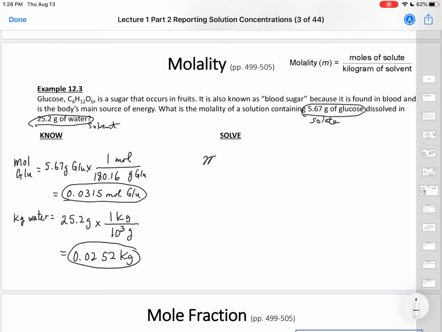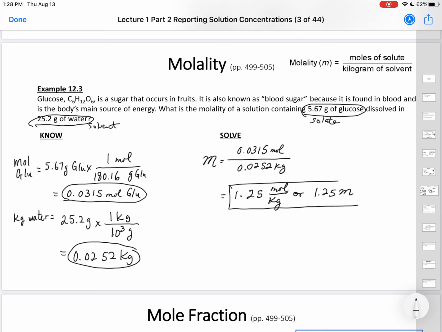And again, molality is a curly, lowercase m. This comes out to 0.0315 moles of glucose over 0.0252 kilograms, which comes out to 1.25 moles per kilogram, or you can write it as 1.25 m, or molality. Either of these expressions is correct. At the last, we should check. We have 3 sig figs in both glucose and water reported, so we should have 3 sig figs.